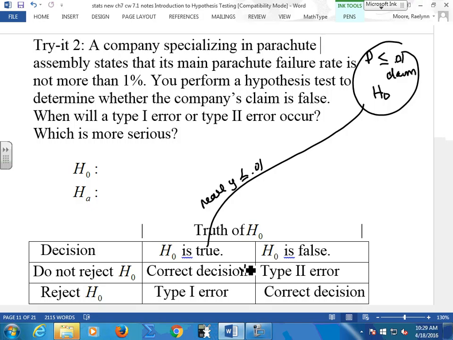So again, who's it harming? The business, right? Would you want to go somewhere where you think it's more than 1% of a failure rate? No.